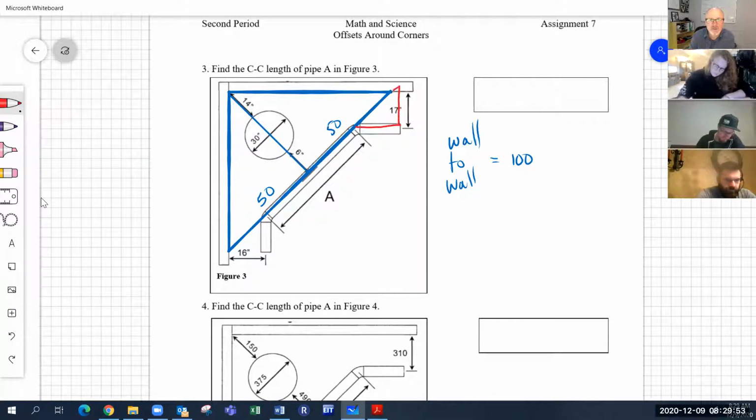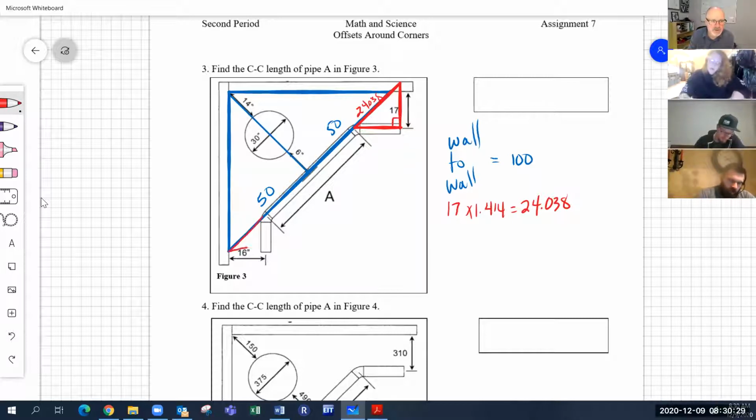And now I can do this side over here. I will draw myself a right angle triangle right there. And I have a rise of 17. And if I can draw the right numbers, 1.414. 24.038. So this is 24.038, this line.